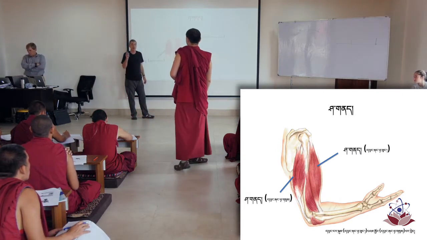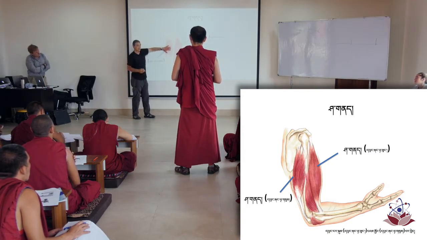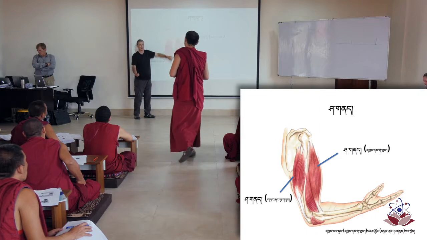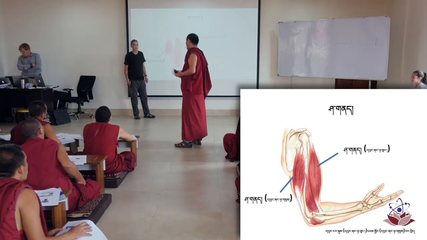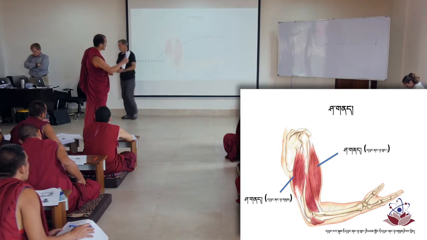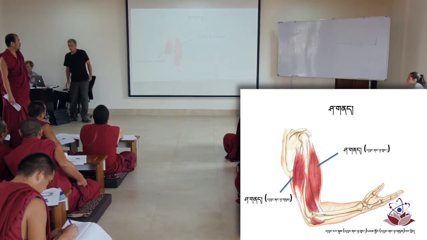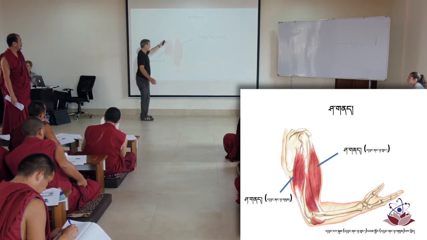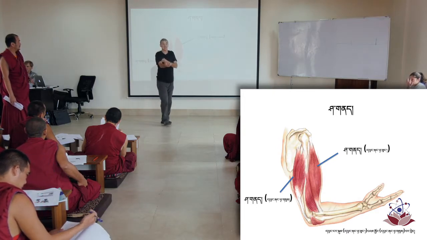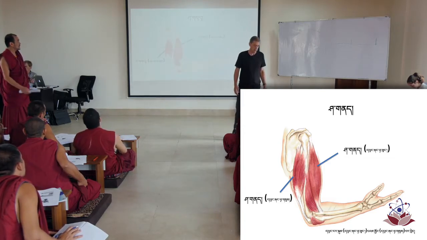A very important idea or concept is that unless you relax this muscle, you will not be able to flex your muscle. Okay, so the same thing happens with the triceps. If you want to extend your arm, you have to relax the biceps.